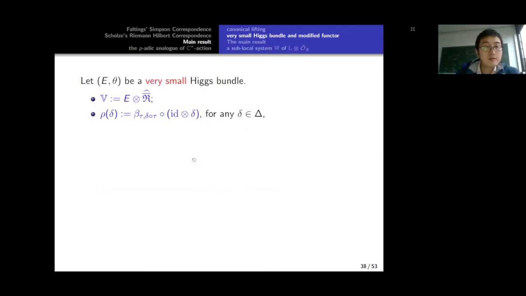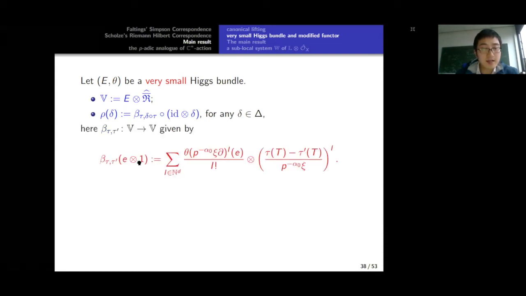Now we can describe the modified functor. Let (E, theta) be a very small Higgs bundle. We can define the generalized representation similar as before, except that here the beta tau prime is defined in this way. Because our theta is very small, this series is convergent.